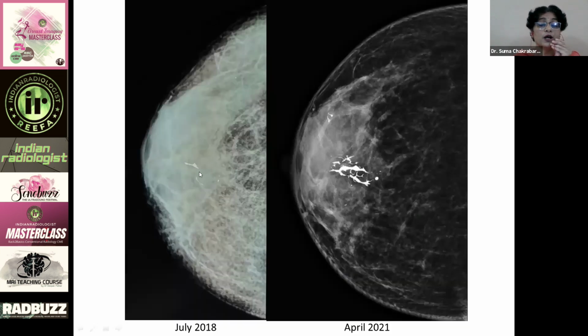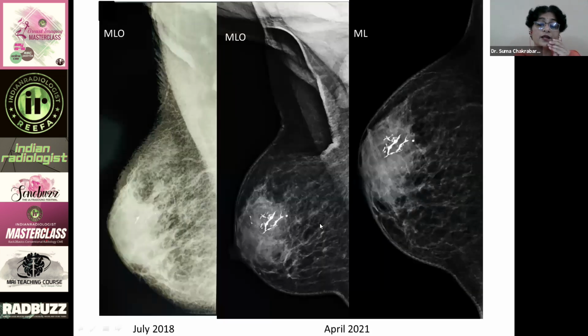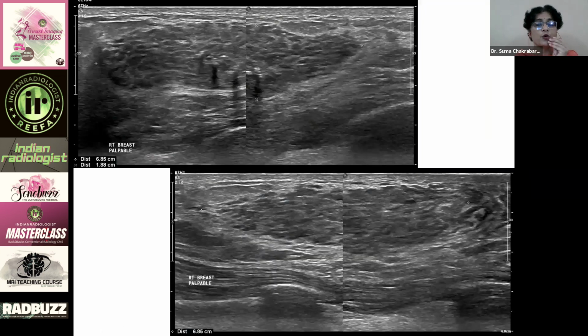So what did we do? We compared, first of all, with 2018, and this has increased. This asymmetry hasn't increased much. Although she said her mass is definitely enlarged since it wasn't there in 2018 according to her, it appeared a year ago and it's been increasing. And the calcification has increased over a period of time. So what do we do? We do an ultrasound. That's very important to keep in mind. You have to do an ultrasound to correlate things.